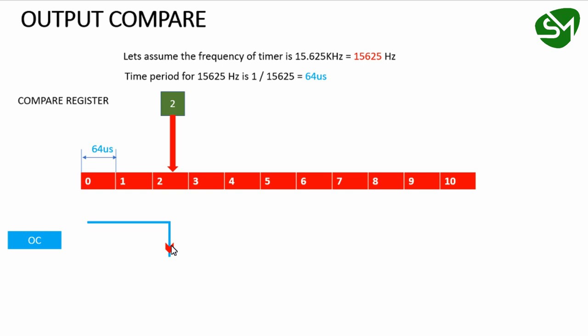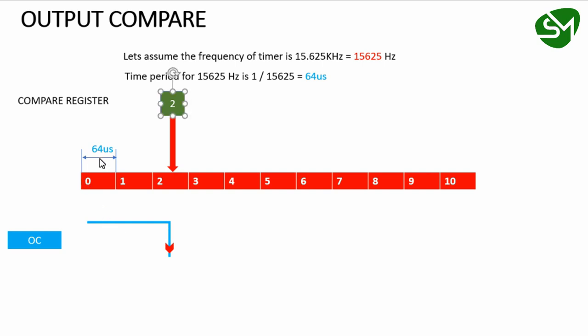Again, the output compare module will interrupt the processor, and using that interrupt we will clear the timer count value. Now the timer will start counting from 0 again, and the output compare pin will be initially low and it will become high, and this process continues.